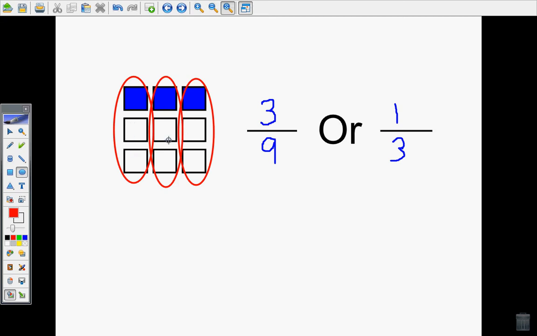Same goes for this one, 1, 2, 3 total pieces, and 1 out of the 3 has been colored in. Same with this one, 1, 2, 3 total pieces, and 1 out of the 3 has been colored in. So there's different ways of thinking of it, but either which way, we figured out that 3 out of 9 total pieces, or 1 out of 3 small subsets, would be the same idea, the same amount colored in.